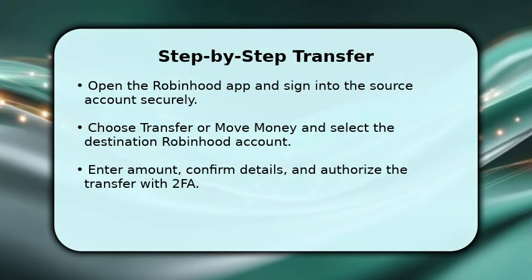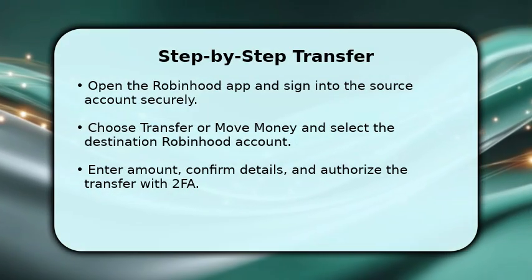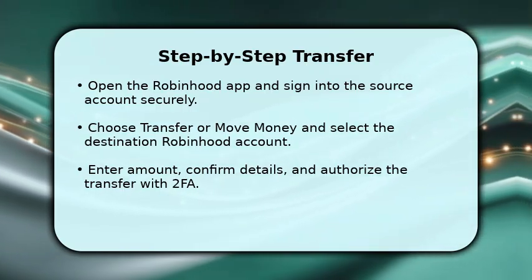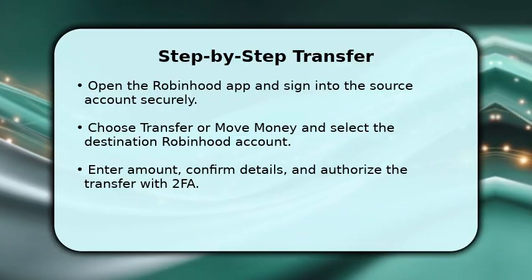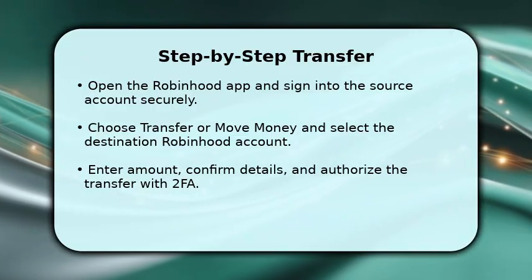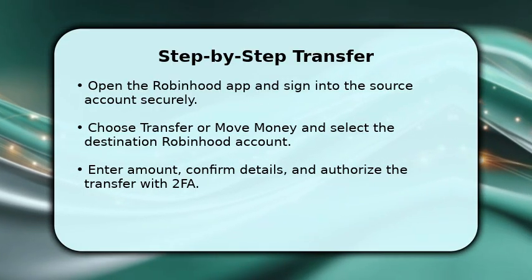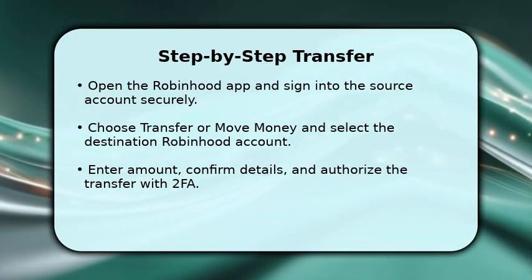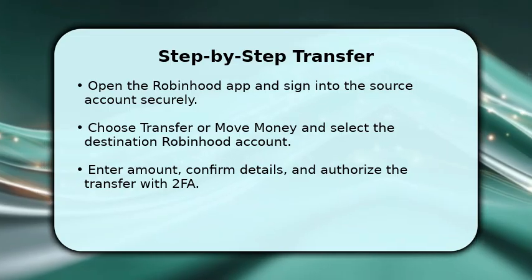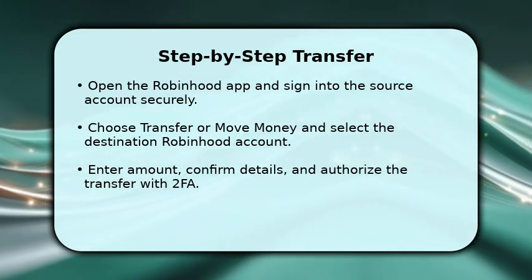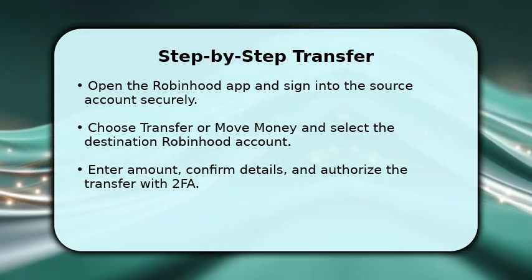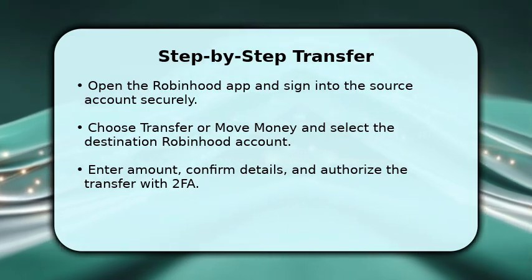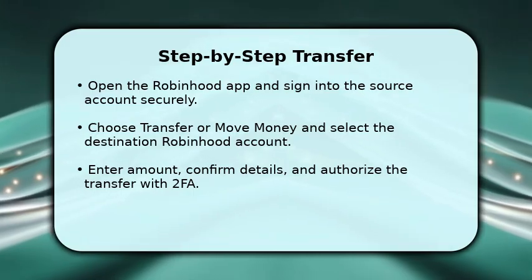Sign into the source Robinhood account and navigate to the Transfers or Move Money section. Select Send Money and choose the linked bank or internal Robinhood account as the destination. Enter the exact amount using digits for accuracy, then confirm account numbers and authorization method. Complete any two-factor authentication prompts and retain the confirmation number. Monitor both accounts for the transfer status and expect notifications for initiation and completion.